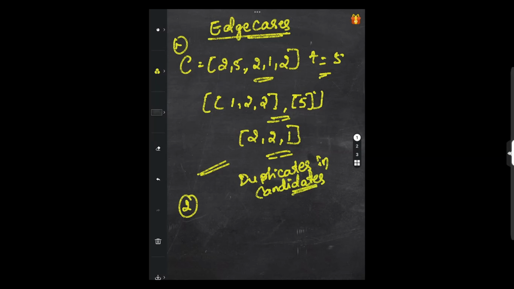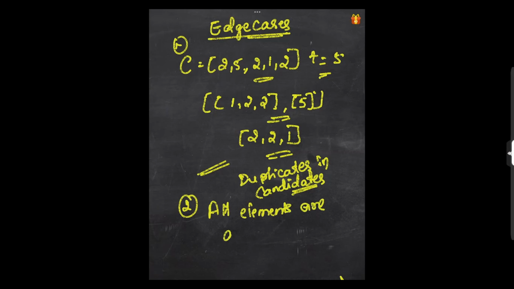First condition, right? The second condition here is this one: all elements are greater than target. So here we are going with all elements are greater than target. So just give me a second here.